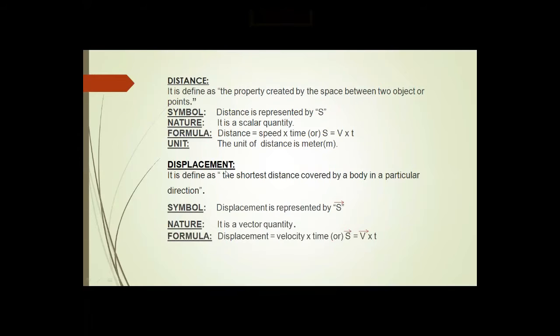Another thing for distance: if we represent the direction, it becomes another physical quantity, which is called displacement. Displacement can be defined as the shortest distance covered by a body in a particular direction. Again I'm repeating this: it is defined as the shortest distance covered by a body in a particular direction. So it is said to be displacement.